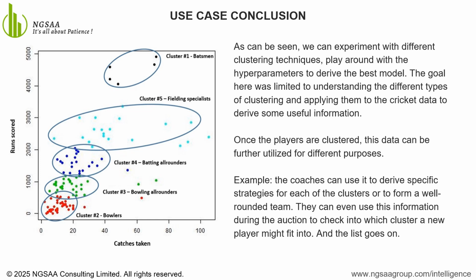3. IPL auctions and player selection. Franchises can analyze where a new player fits in before bidding. It helps in choosing underrated players based on performance trends rather than just reputation. Final thought. Clustering is a powerful analytical tool that can optimize decision-making in cricket. The same approach can be applied to other sports, businesses, or even customer segmentation in marketing.